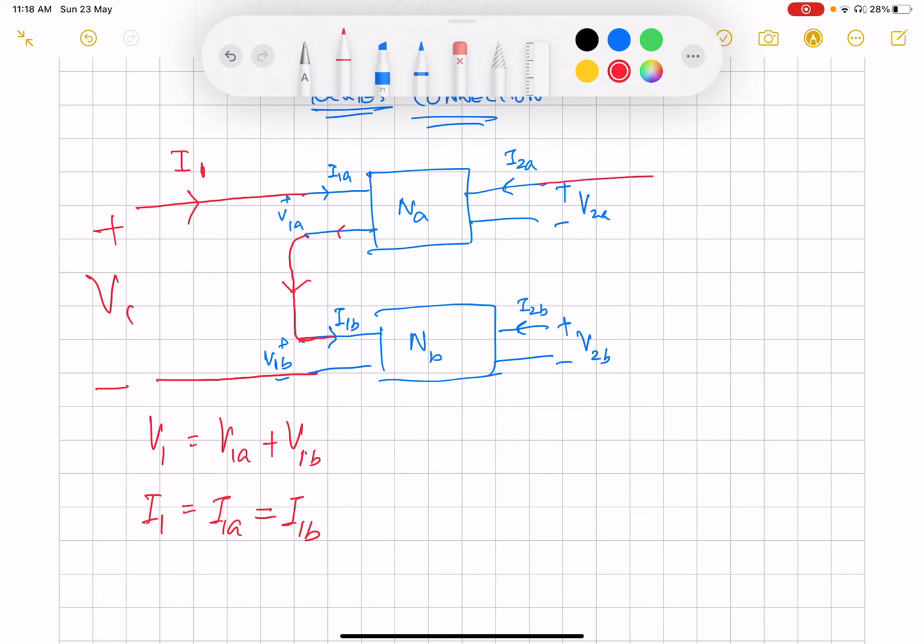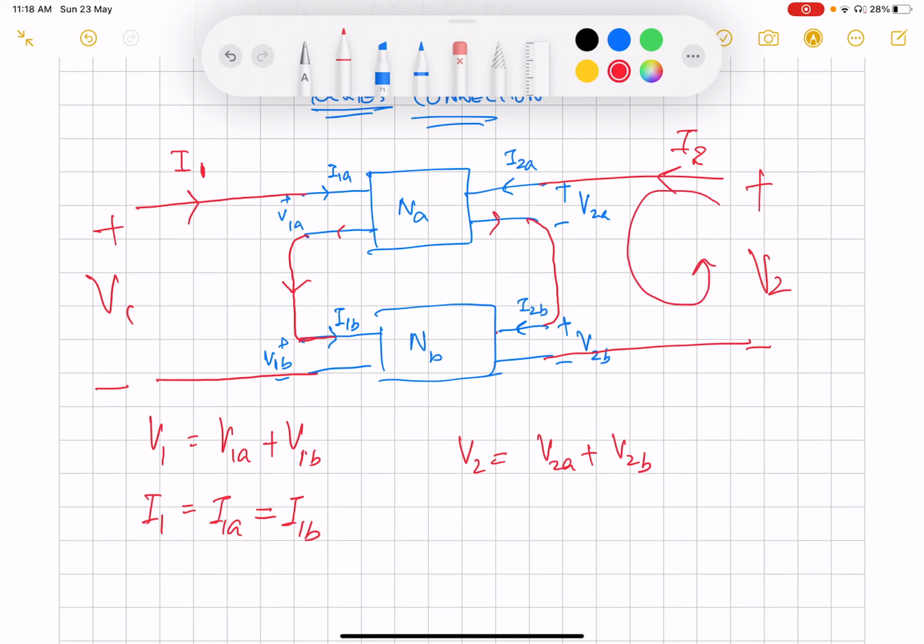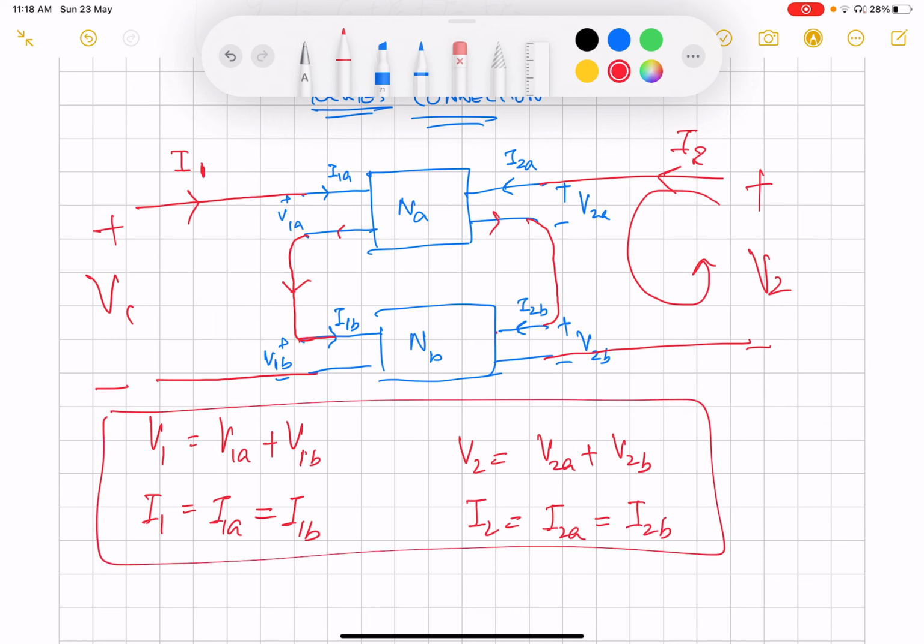like this, where you take this as I2, right? This as your V2, and you just make this connection. So this I2 goes in, comes out, and goes into the second port. So at the output side, we have V2 is equal to V2A plus V2B, which you can see from this KVL in this loop. And similarly, we can write down I2 is equal to I2A is equal to I2B. So this is the relationship that we get when we connect the two port parameters in series.